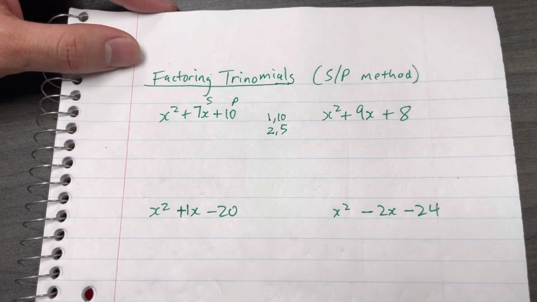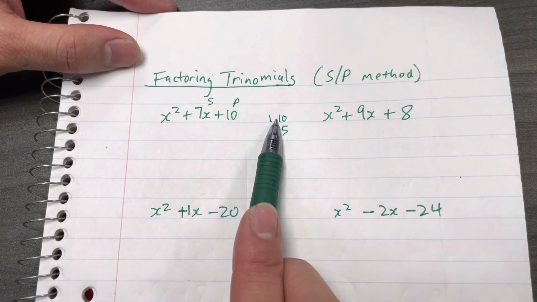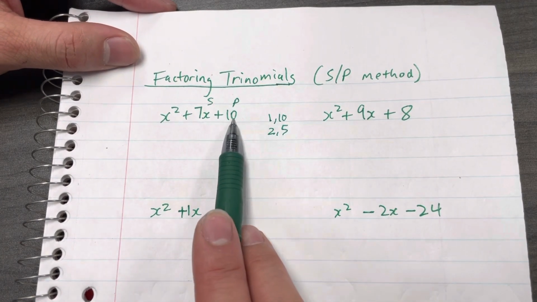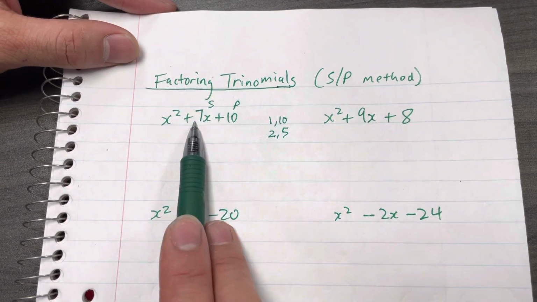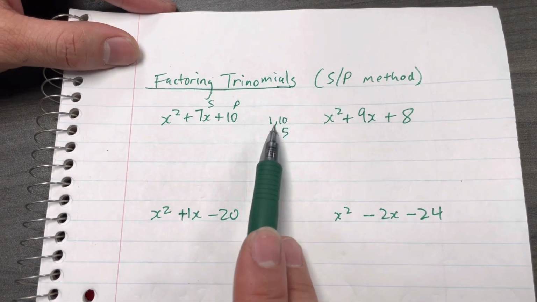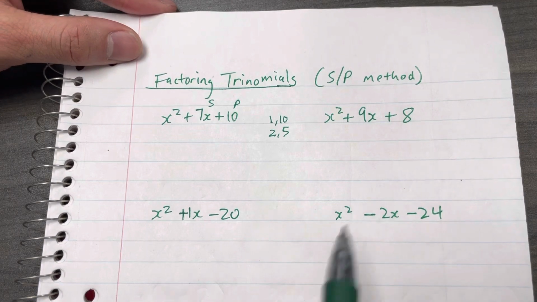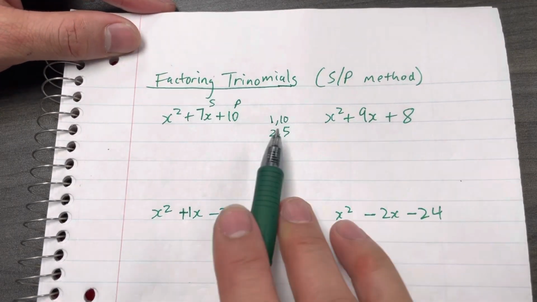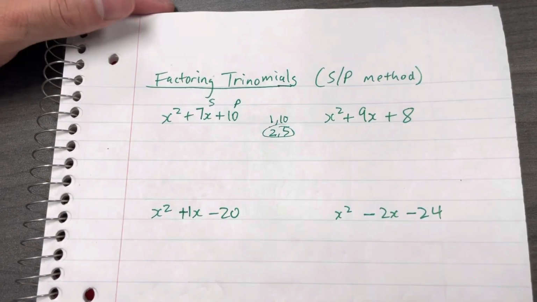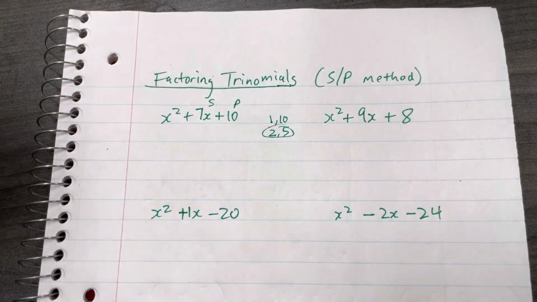Once you have your organized list and you figured out all the numbers that give you a product of 10, you want to go over here and ask yourself, okay, of these two numbers, which one gives you a sum of 7, right? So 1 and 10 gets you 11, and 2 and 5 actually gets you 7. So it's got to be 2 and 5. Those have to be the factors, okay?